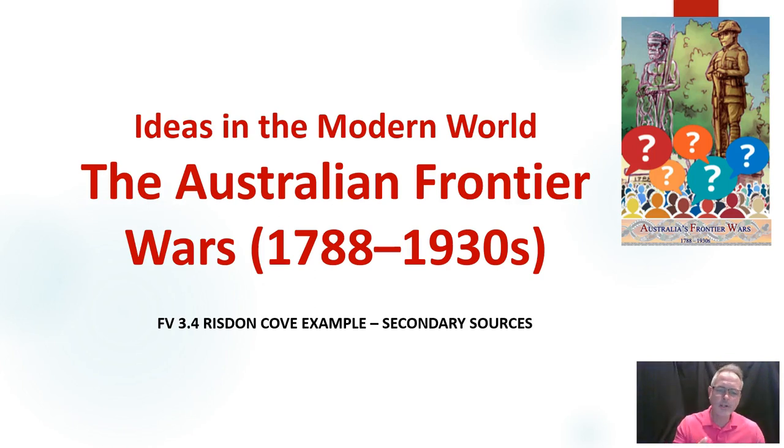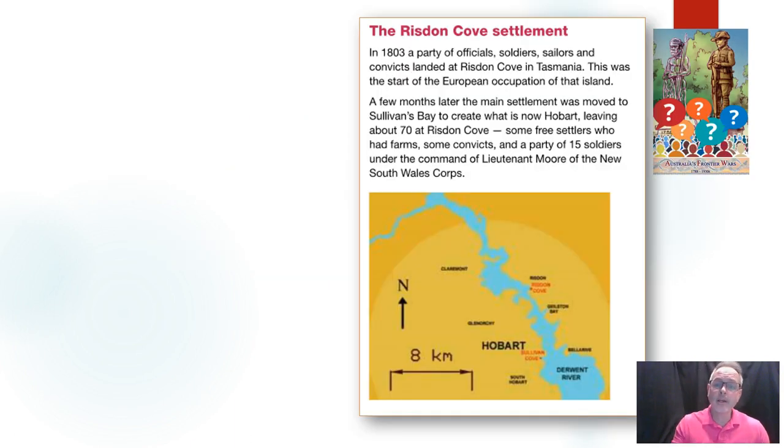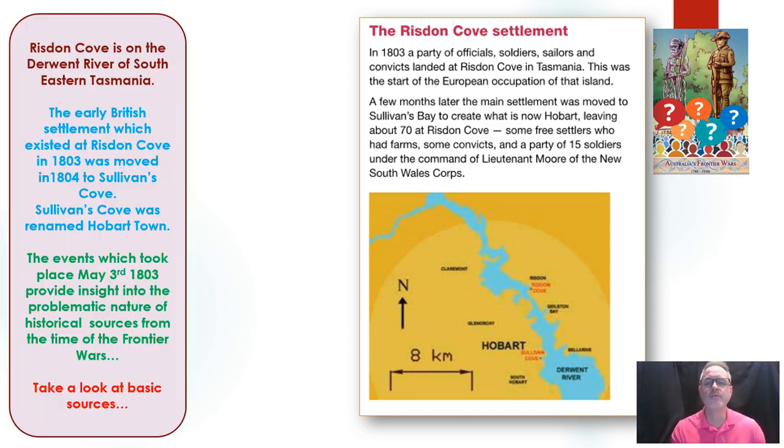Let's now take a look at how we might explore secondary sources at a very starting point of our ISI approach. Like you, I know a little bit about Risdon Cove now. I've done some background reading and I'm interested in finding some basic secondary sources about what happened, such as this one here.